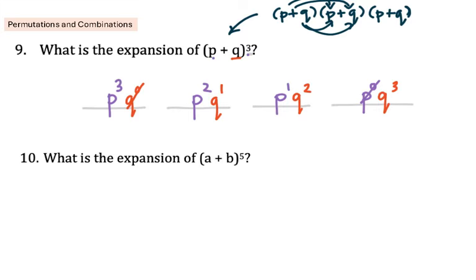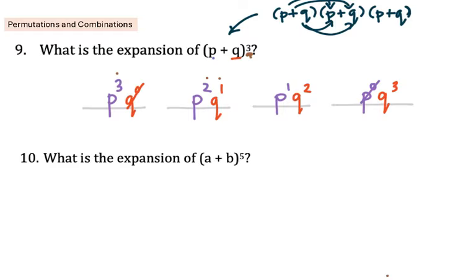And one way you can check to make sure you haven't made a mistake is for each of these 4 terms, the 2 powers should add up to this original power. So again, this is just 3, which is 3. 2 plus 1 is 3. 1 plus 2 is 3. And then q to the 3, also 3.